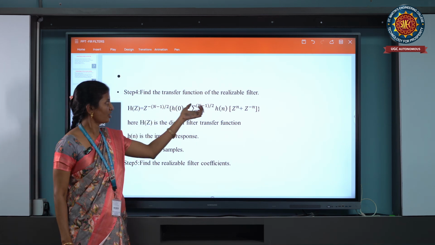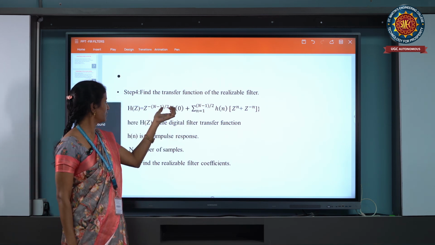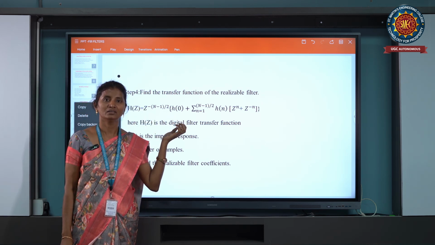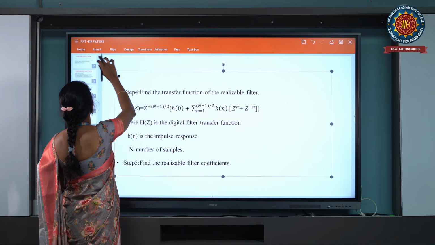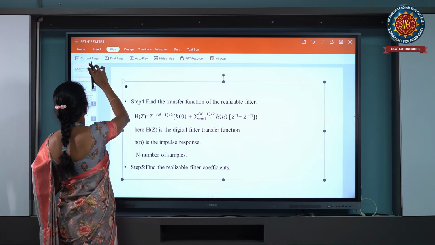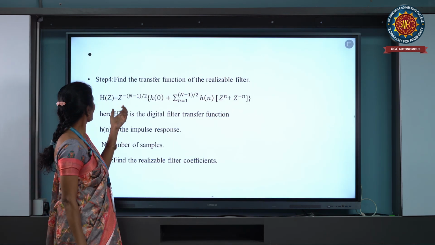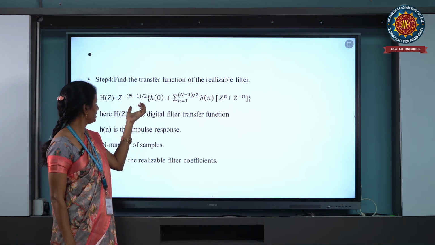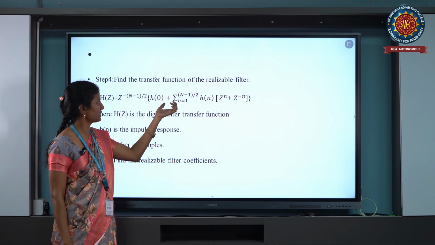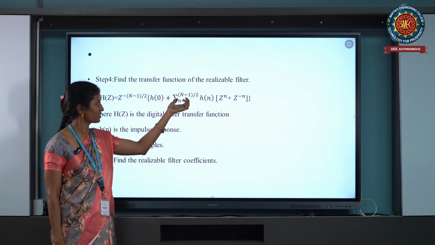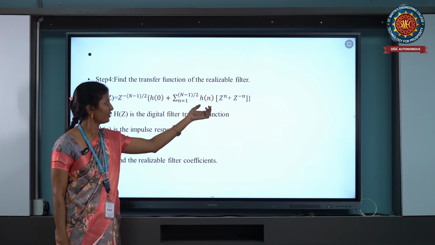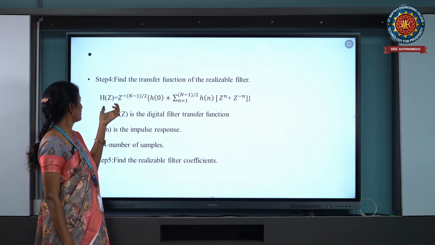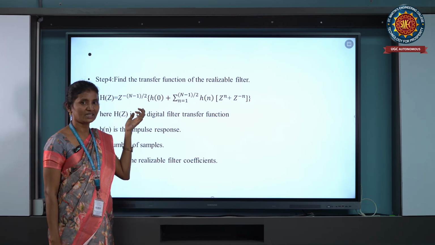Fourth step, to find the transfer function of the realizable filter. The formula of the realizable filter is H(z) = z^(-(N-1)/2) * h(0) + sigma n = 1 to (N-1)/2 of h(n) * (z^n + z^(-n)). This is the transfer function of the realizable filter.